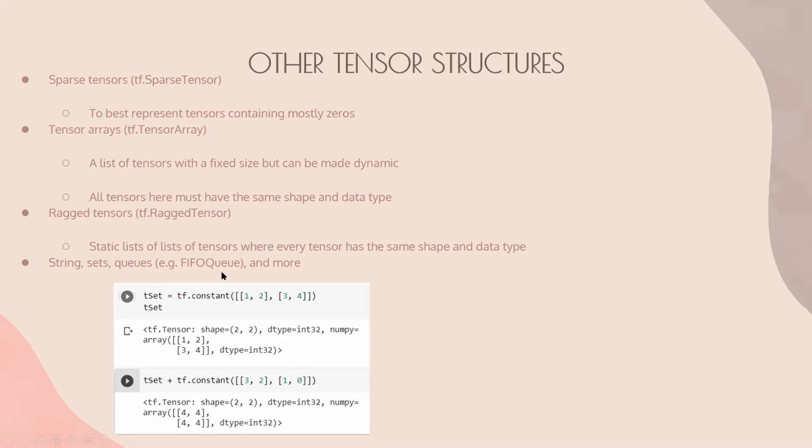Queues are like waiting in line at the grocery store. A FIFO queue is just like that: first in, first out. This is a way that you can prioritize the way in which you do your tensor operations. And there are some more structures that we won't go into.